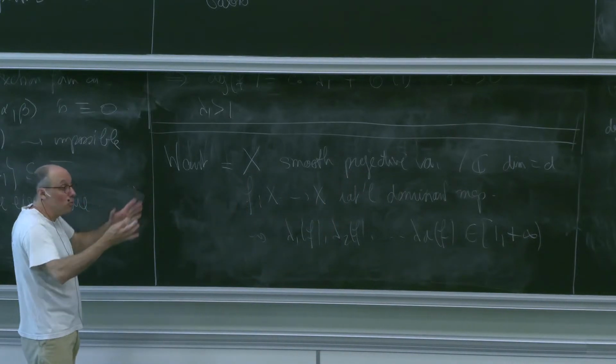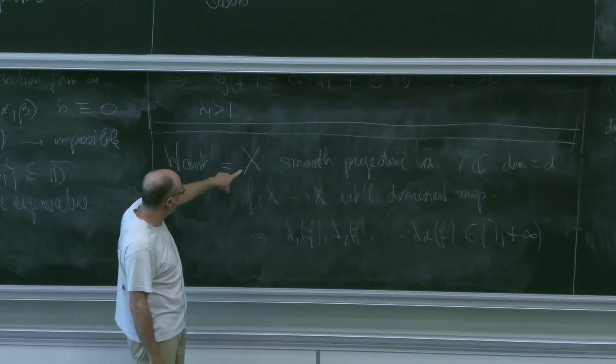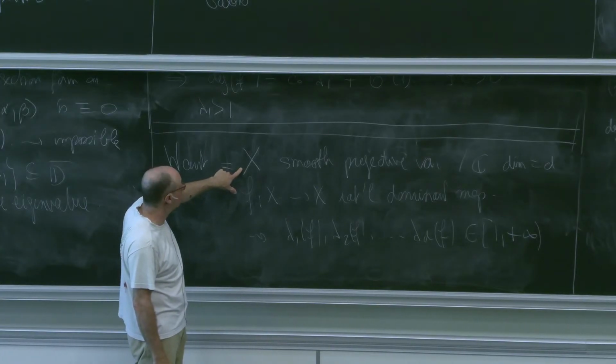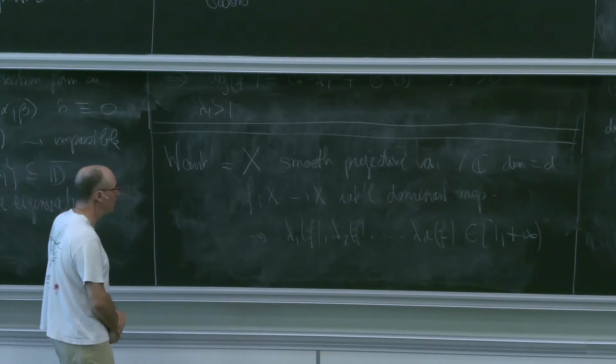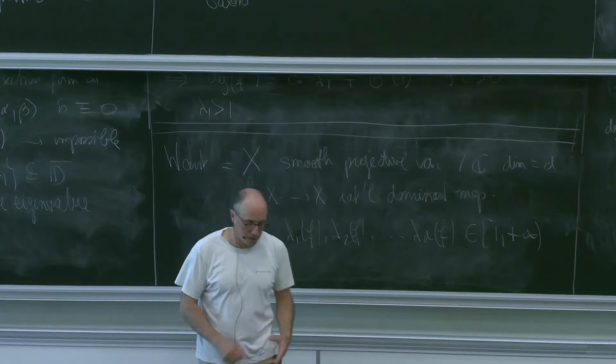So we need to generalize this in two ways. First, I replace the projective space by some arbitrary smooth projective variety. And then also, I want to define all these other intermediate degrees.